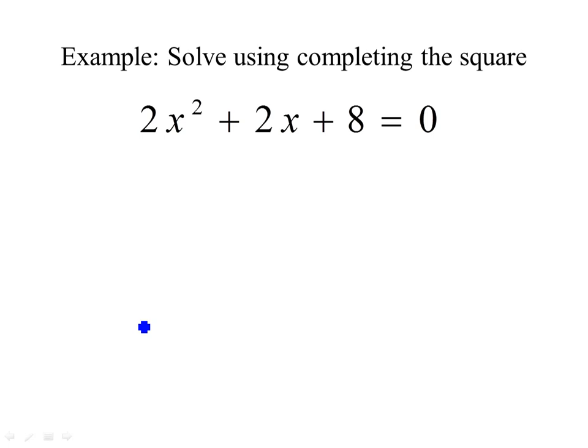And I'll just be honest with you, if I ever have to solve a quadratic, rarely will I use completing the square, unless I have to. If I have to, then I will, but if I don't have to, I ain't going to do it.